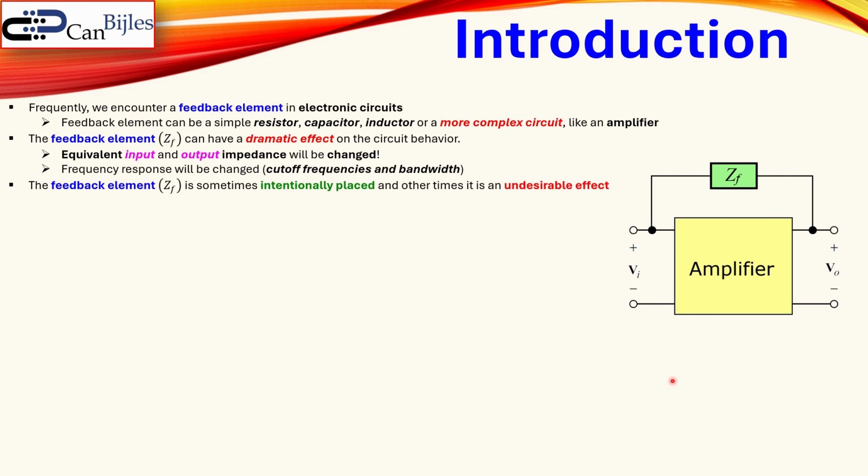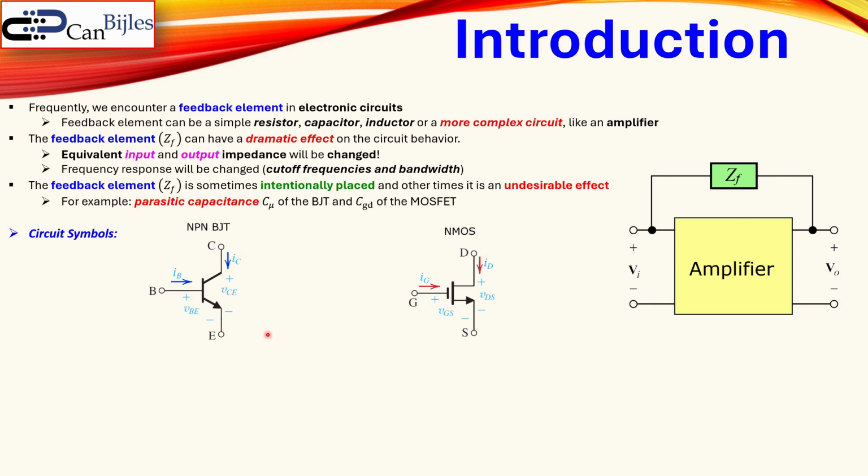Now this feedback element is sometimes intentionally placed to have a specific specification or specific action in our circuit, but at other times it is an undesirable effect. So it is there, we don't want to have it, but it is there in the circuit components. Like we have that also in our BJT and in our MOSFET, the two types of transistor we encounter most often. So we have this CMU and the CGD we have seen many times in our previous videos about frequency analysis of these transistors.